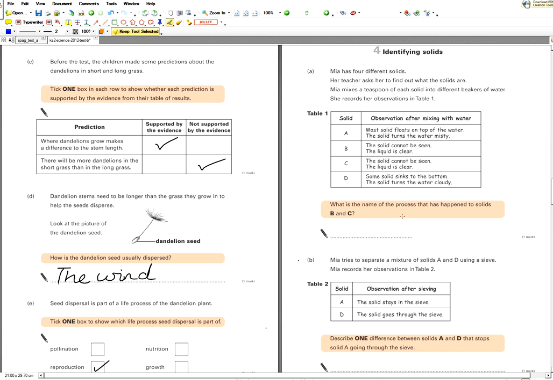Now, what is the name of the process that has happened to solids B and C? The solid cannot be seen. Once you put a solid in liquid and then it disappears, whether you mix it or don't mix it, what do you call that scientific process? It begins with D. Dissolving. Lovely. Well done.